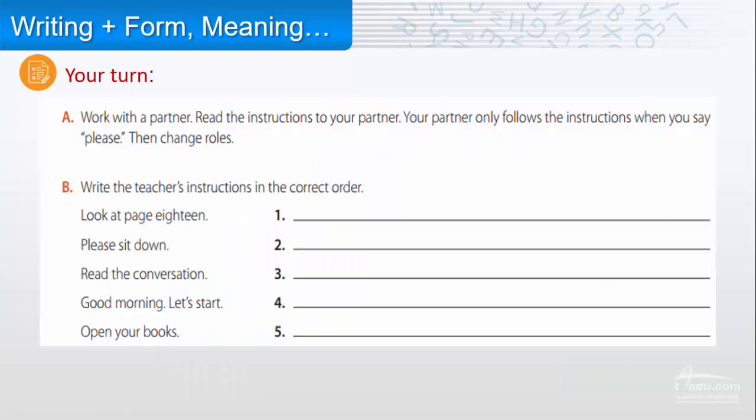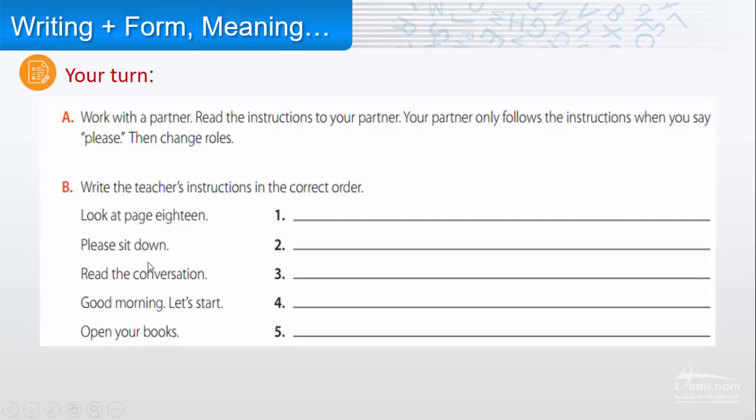Your turn. A. Work with a partner. Read the instructions to your partner. You only follow the instructions if your friend says please. Then you can change roles. B. Write the teacher's instructions in the correct order.